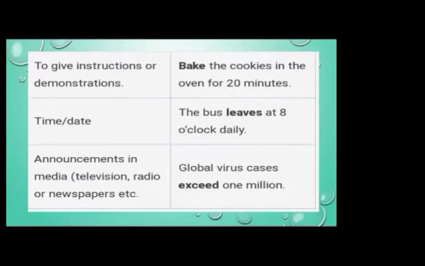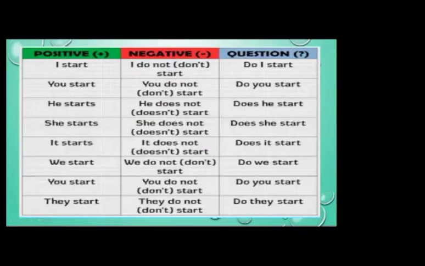Okay. Now, let's see some examples. I start, positive, that is affirmative. Negative, I do not start. Question, do I start? Positive, affirmative, you start. You don't start or you do not start. Do not contraction is don't. Do you start? That's the interrogative sentence with a question mark. She starts. He, she is third person. So she does not start. She doesn't start. He doesn't start.